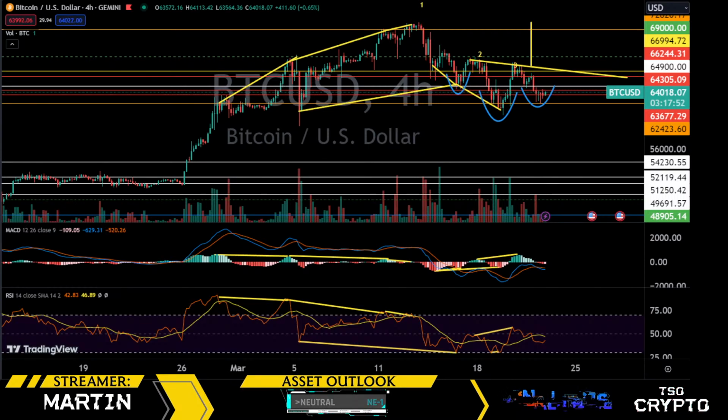Genix, I think I've looked at it sometimes. I don't use it when I trade, right? I don't use it when I trade.